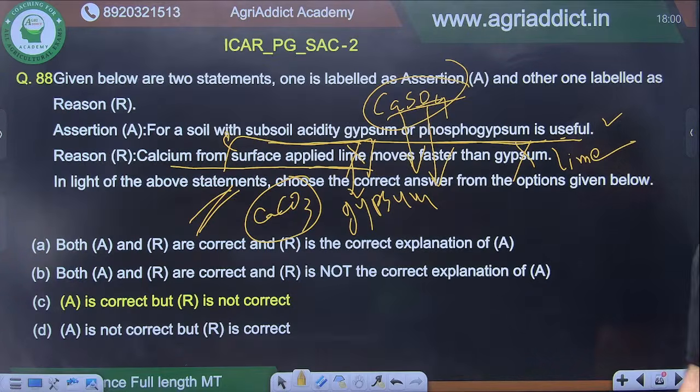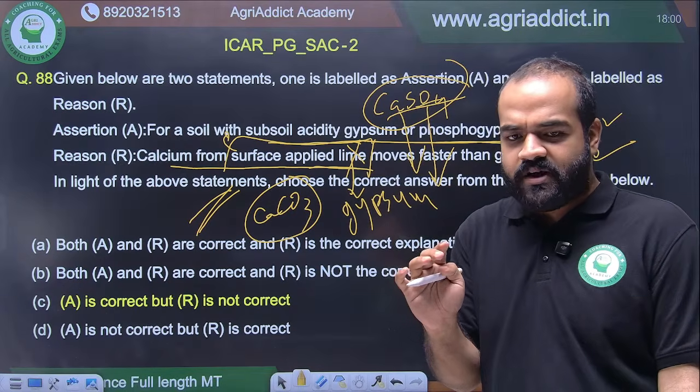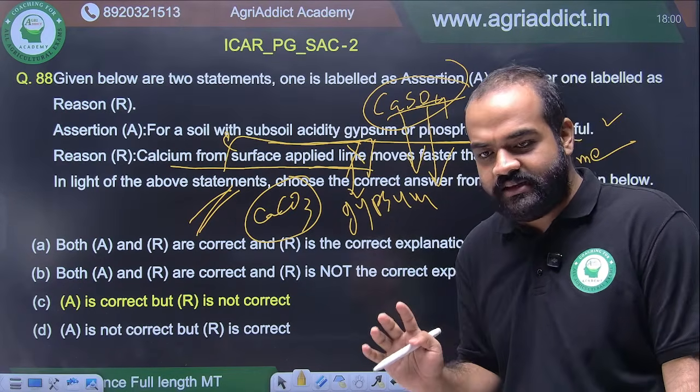This question was answered correctly by 3 people. That's very good. Look at this carefully. Be very thorough with these parts. This liming is a very important part of soil acidity and a lot of questions come from here, right? Be very sure.